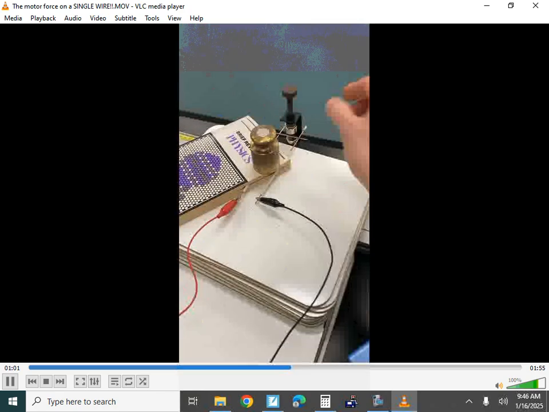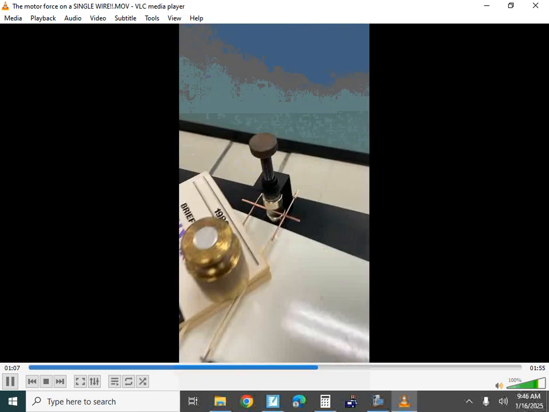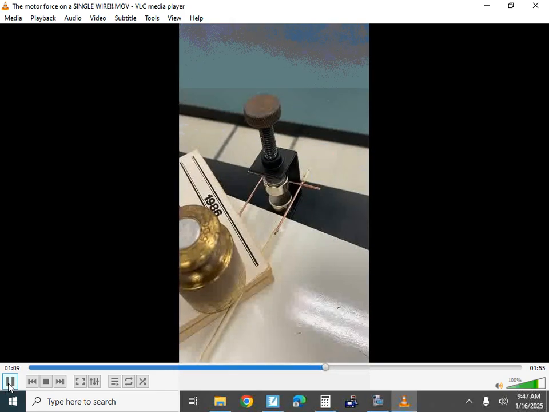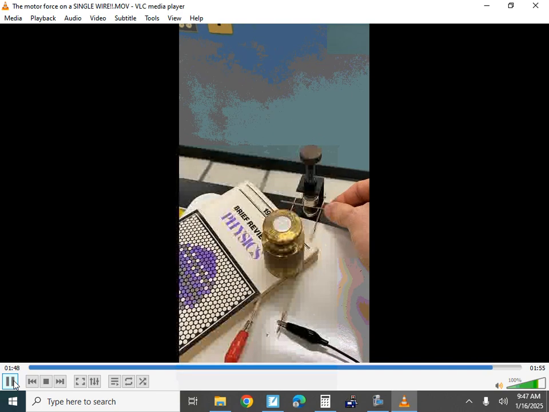And the first time I set this up, I couldn't believe how strong the force there was. You can see that wire getting launched to the right each time I turn that switch on. And then I switch the direction of the wires, and so just not making contact there. I saw it once anyways, but there we go.